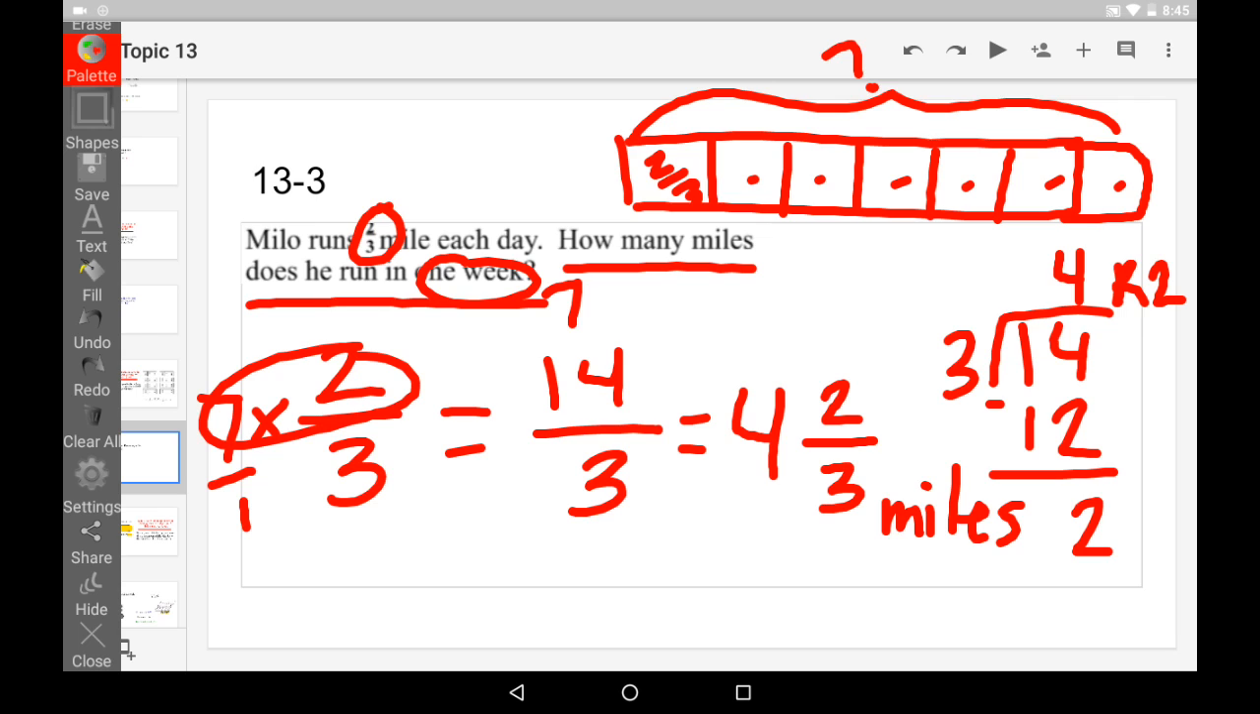So for your practice problem tonight, you're going to be doing something very similar. You're just going to be multiplying that whole number, and you're going to need to take that improper fraction and turn it into either a whole number or a mixed number.